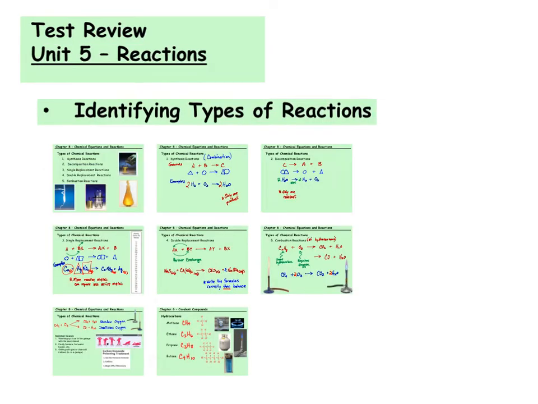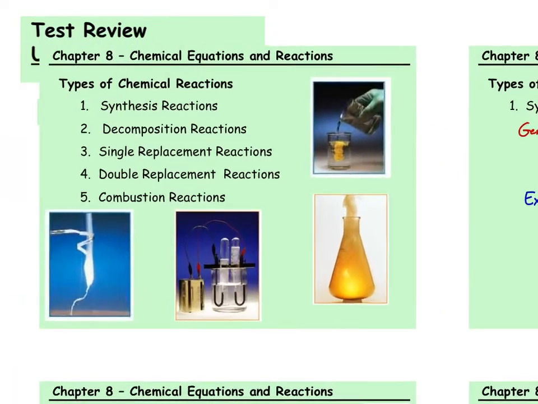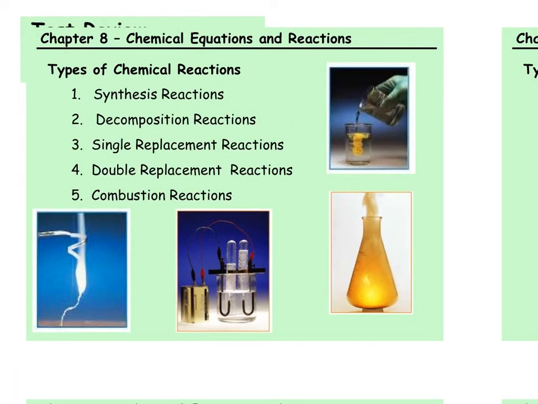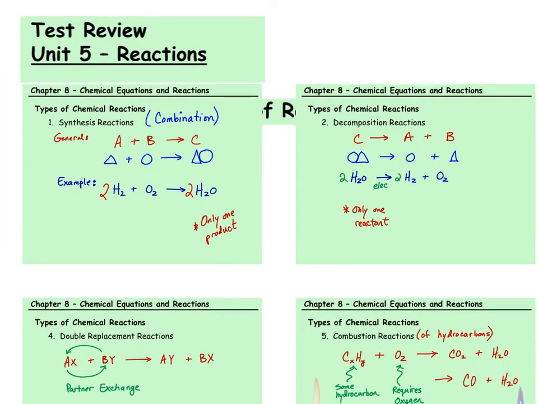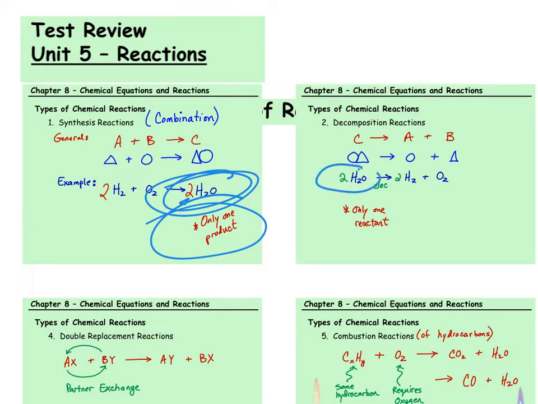Next, identifying types of reactions. Now, we considered these 5 types of reactions here: synthesis, decomposition, single and double replacement, and combustion reactions. Synthesis and decomposition are kind of opposites of each other. The key here is that synthesis is always going to have just one product. So on the right-hand side, there's only one thing. There might be a coefficient in front of it, but only one compound. Decomposition has only one thing on the left. It might have a coefficient, but only one compound on the left.